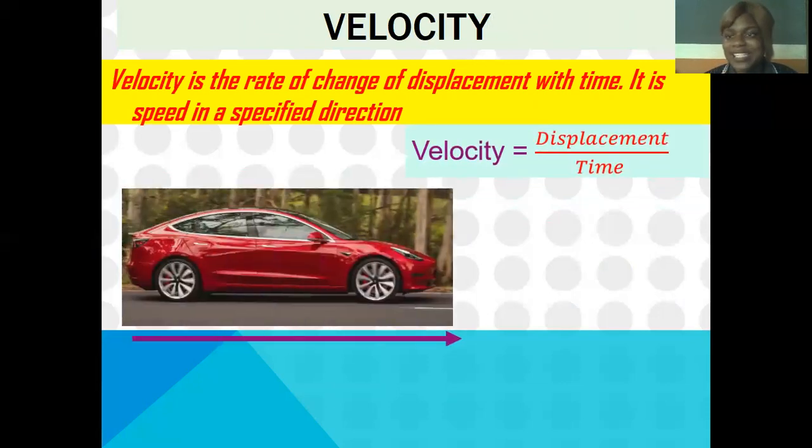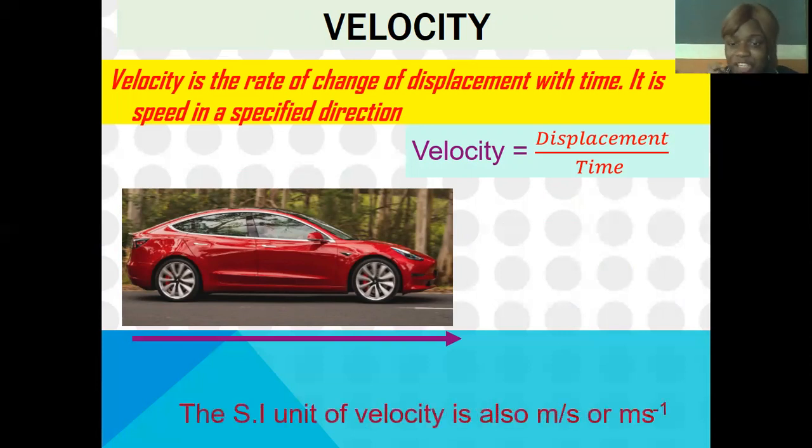Now look at this car. If you want to talk about the speed at which this car is moving, we can just say the speed of the car is 20 meters per second. But if I say the speed of the car is 20 meters per second to the right, I have told you the direction the car is moving to. You can see the arrow there. So that is the major difference between speed and velocity. Now, the SI unit of velocity is also meters per second. It's the same SI unit as speed.